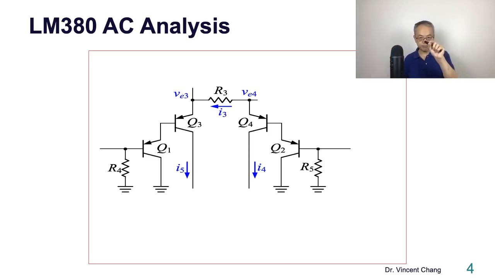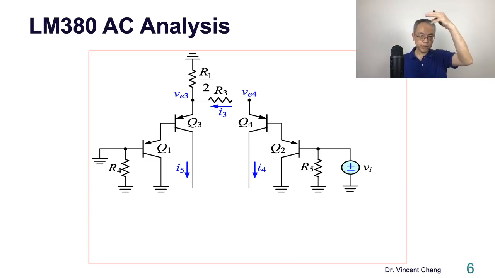All the symbols on this diagram are AC. For example, VE3 is the AC emitter voltage of Q3. I4 is the AC collector current. And then on the left, the base terminal of Q1 is the AC ground. Remember, on the right, the base terminal of Q2 is the non-inverting terminal. So VI, the input signal, is actually between the non-inverting and the inverting terminal. So VI is the differential AC input signal.